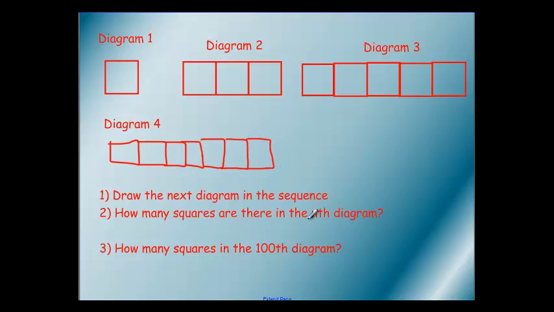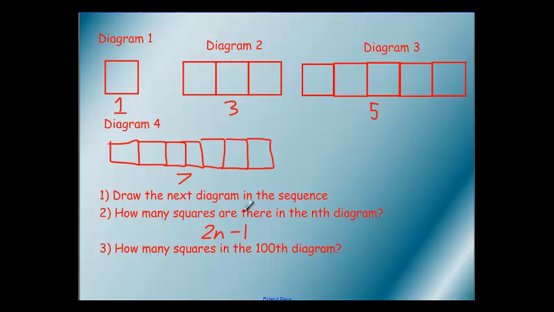So how many squares are there in the nth diagram? In order to work this out, I need to know how many squares there are in each pattern. So I've got 1, 3, 5, 7. So I've got a pattern of numbers now, 1, 3, 5, 7. Now, this pattern is going up in 2s, so I know my nth term is going to start 2n.